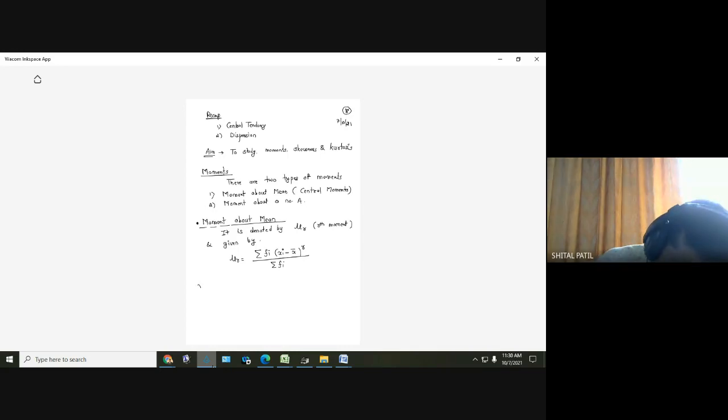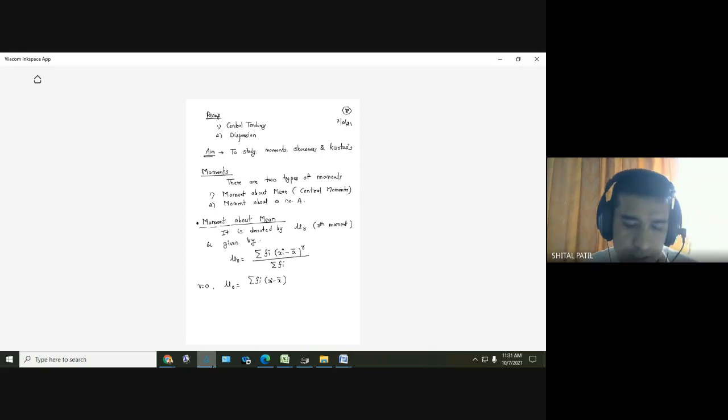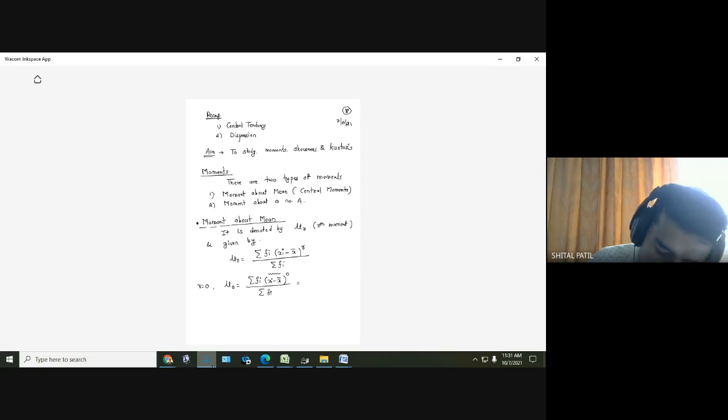Now write down r equal to 0. So mu naught is summation of fi (xi minus x bar) raised to 0, where x bar is the arithmetic mean. Xi minus x bar raised to 0 will be 1. So what remains in the numerator is summation of fi, and in the denominator summation of fi. So what is it? 1.